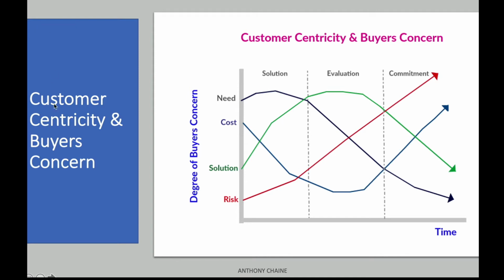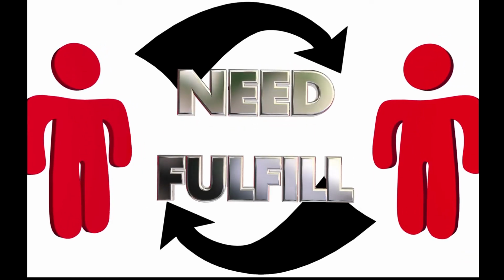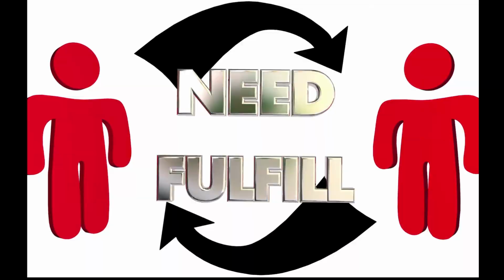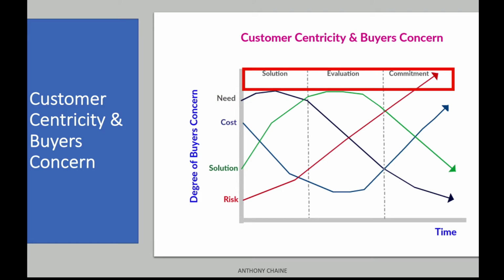Let's discuss customer centricity and buyer concerns. Your customer objections are concerns that need to be understood through customer empathy and centricity. If you look at this chart, on the y-axis you find risk represented by the red line, solution by the green line, costs by the blue line, and needs by the dark black line. In the middle, you see solution, evaluation, and commitment columns.